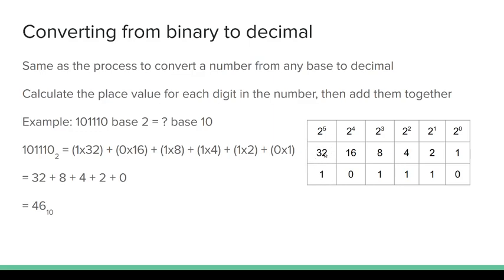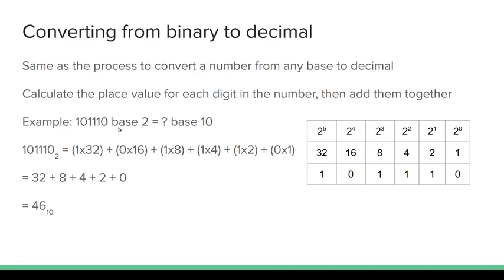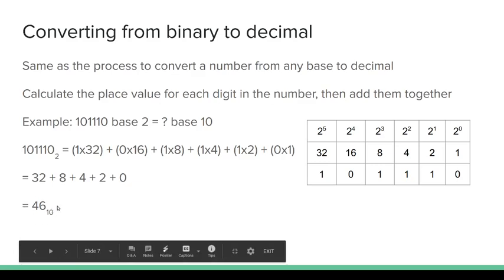So we get 1 times 32 plus 1 times 8 plus 1 times 4 plus 1 times 2. Now we have a 0 in the 16's place and in the 1's place, so we don't have to add those. We just get 0 there. So if we add the 32 plus 8 plus 4 plus 2, we get 46. And that is the value of this number 101110 in base 2, in decimal: 46 base 10.